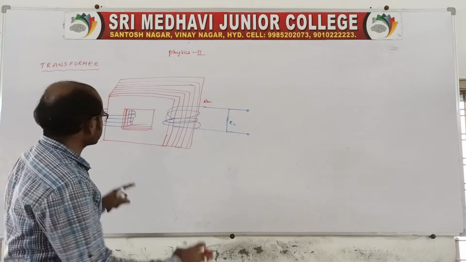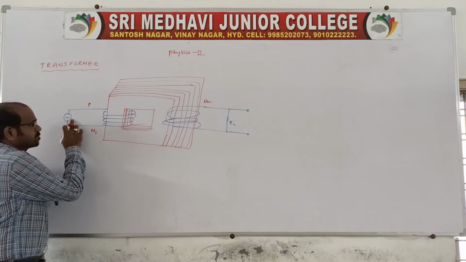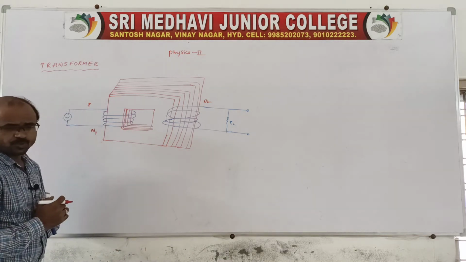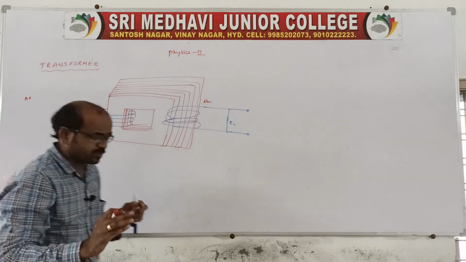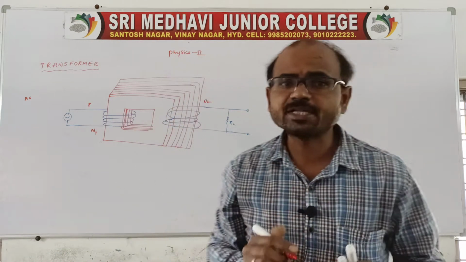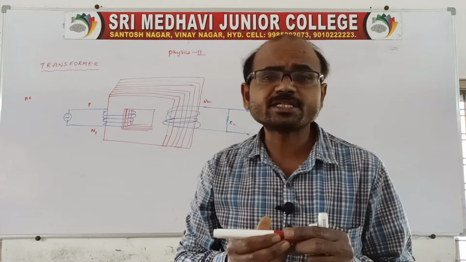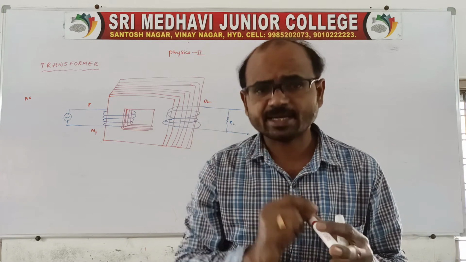Usually, when an AC is applied to the primary coil, you remember the transformer works only for AC current, not for DC. What is meant by DC? DC is nothing but there is no change in current.